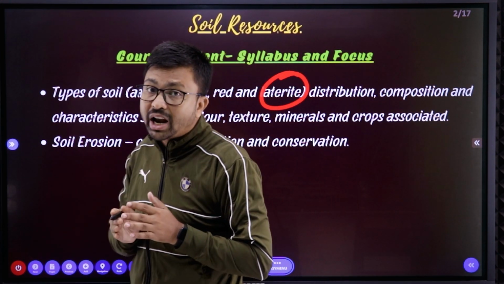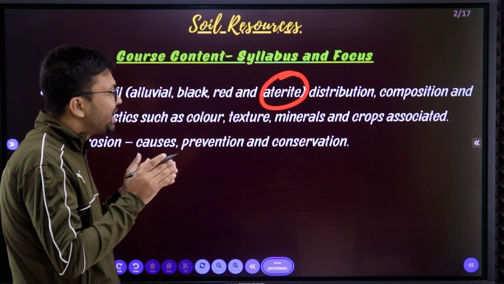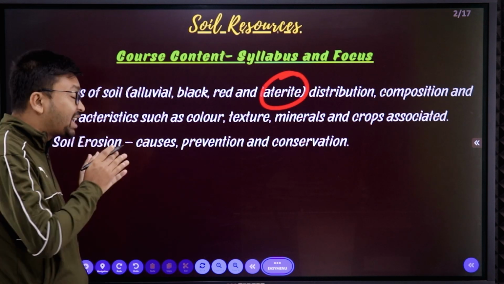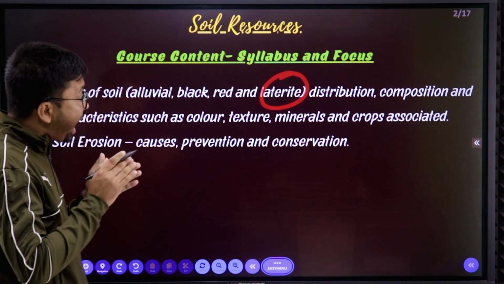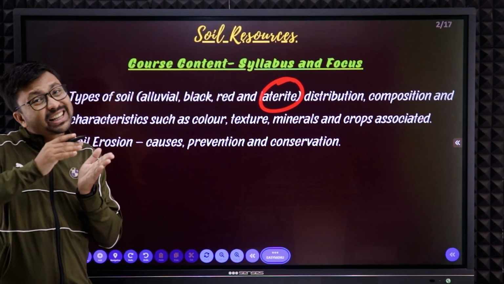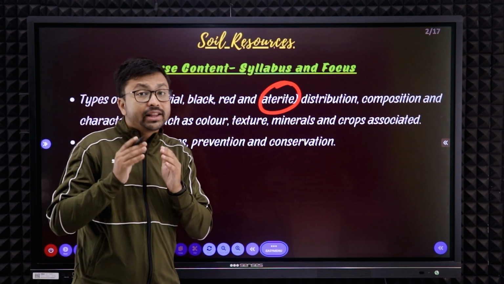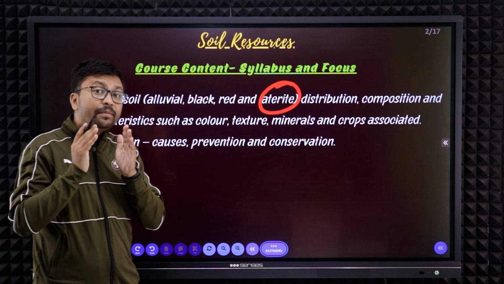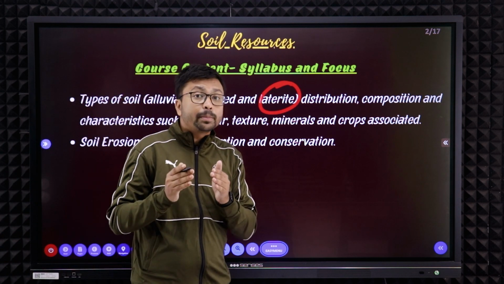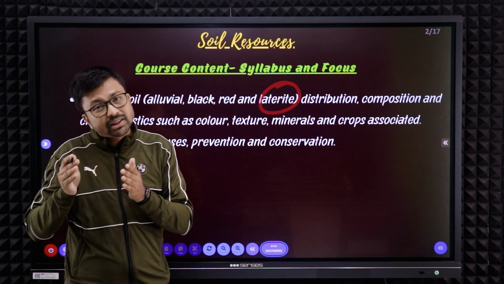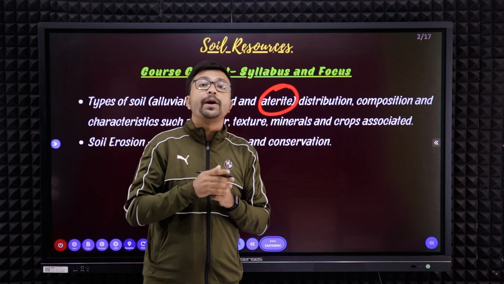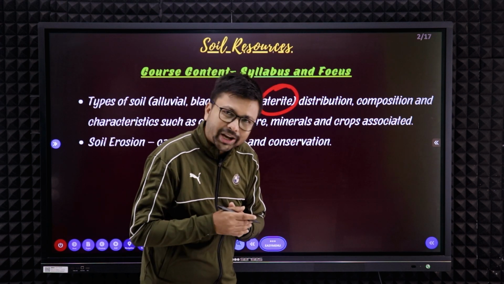And what you need to study about those types of soil is the distribution pattern, the composition and characteristics such as color, texture, and which minerals are there more or maximum, which minerals are there less in the particular soil. Along with that, a very important part, that is the crops associated. It means which crops favor the particular soil, which crops will be favorable for production in that particular soil.